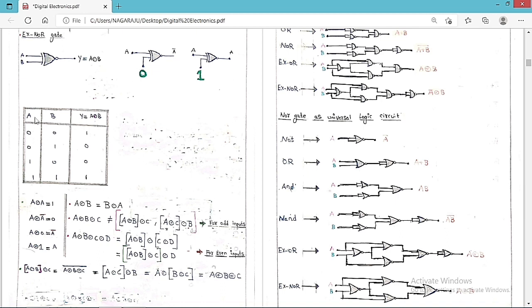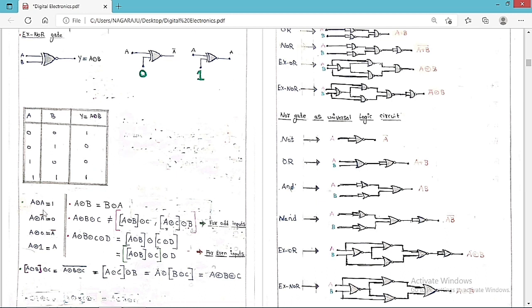So now we can see the truth table, A, B, Y is equal to A XNOR B. I already told you it is the complement of the previous one. For 0, 0, in the previous case it is 0, so now you are going to get 1. For 0, 1, in the previous case it is 1, so now it is 0. For 1, 0, in the previous case it is 1, so now it is 0. For 1, 1, in the previous case we got 0, but now we are going to get 1. This is the concept that you always have to understand: it is the complement of the previous case.